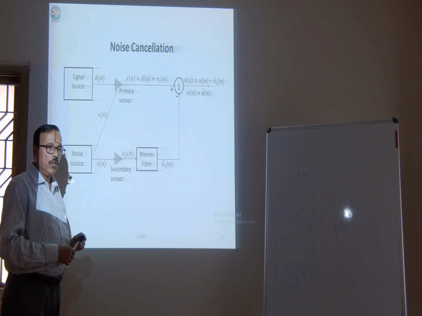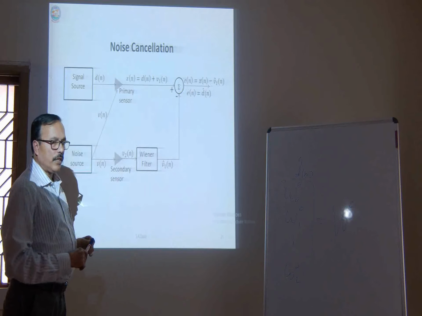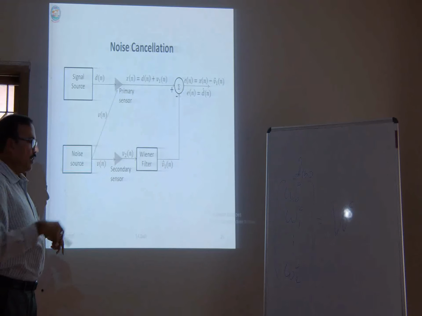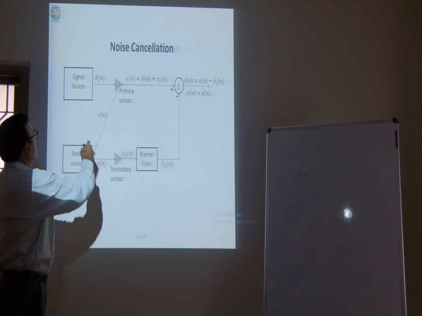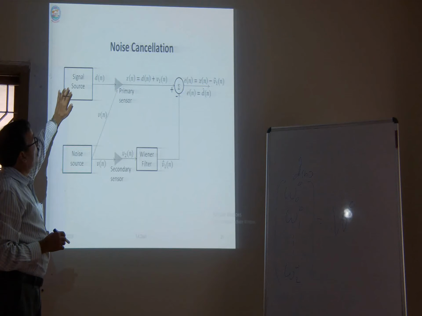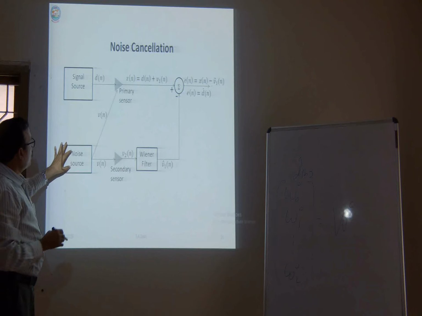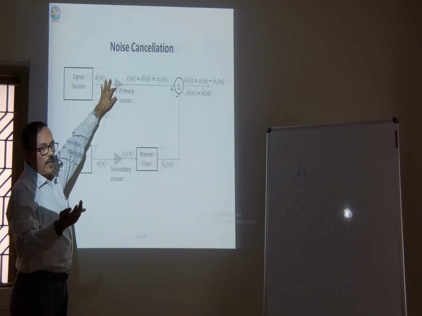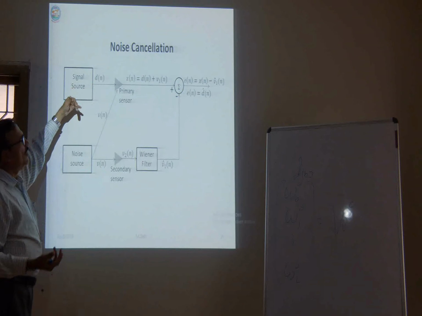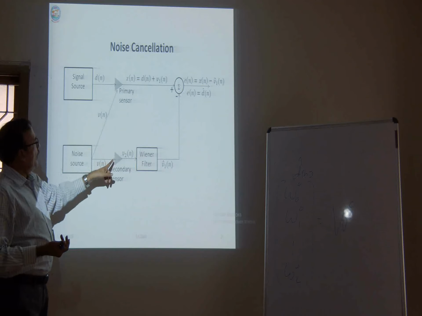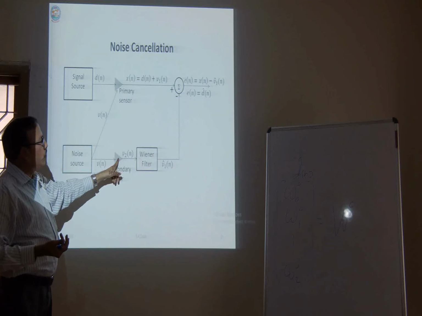So what I will do is keep another microphone at a distance. Noise is here, the second microphone is here, and the first microphone is here. This is the signal source, and this is v(n), the noise source, noise generated by the engine. This is the primary sensor, microphone 1, and here is the secondary sensor, microphone 2.